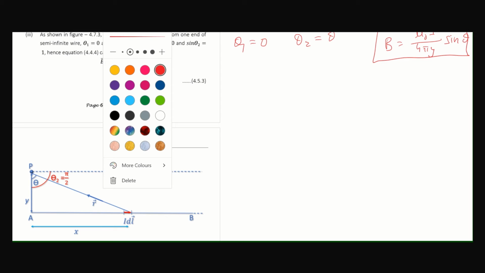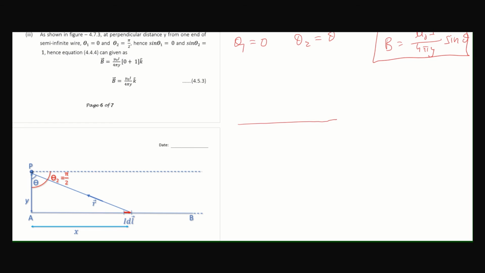So in this case, again let us start with the thing which we know. Say this is point P. Say this is theta 1 angle and this is theta 2 angle, and now I am shifting point P here. So what is theta 1? Now theta 1 is 0. And if I consider the other end to be at infinity, where will theta 2 go? Theta 2 will become 90 degrees. So this is a semi-infinite wire where you have one end but you don't have the other end. The other end is at infinity. We don't say there is no other end, we say the other end is at infinity.